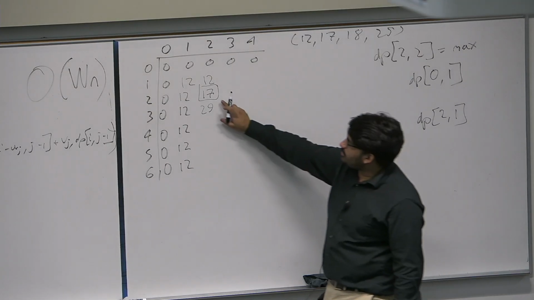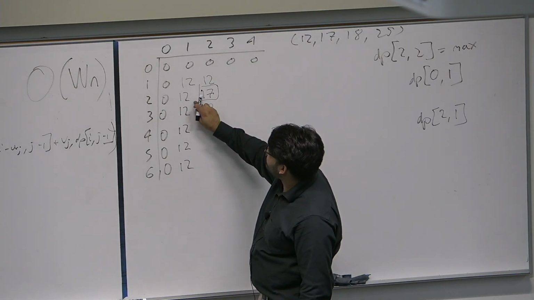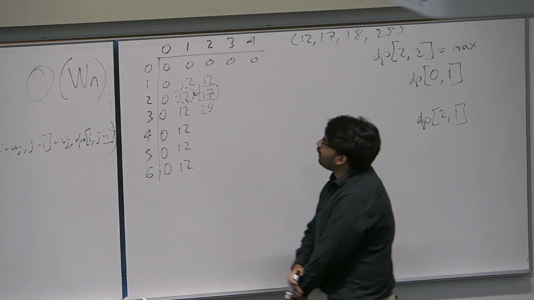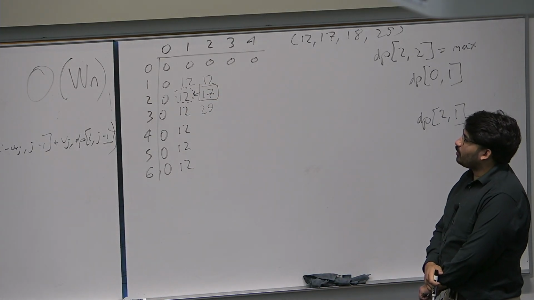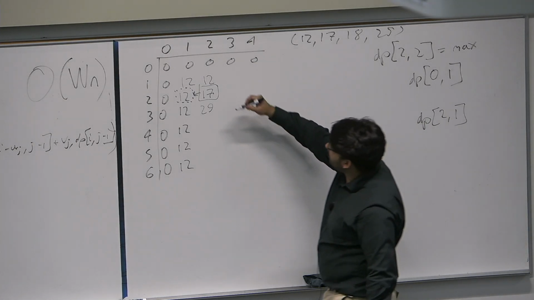So what cells does this one reference? It's going to be, had we just considered the same capacity but not choosing it, so it would be that one. Or if we had chosen it, we would only be considering the first item, but we would have no capacity, right? So it would be here.